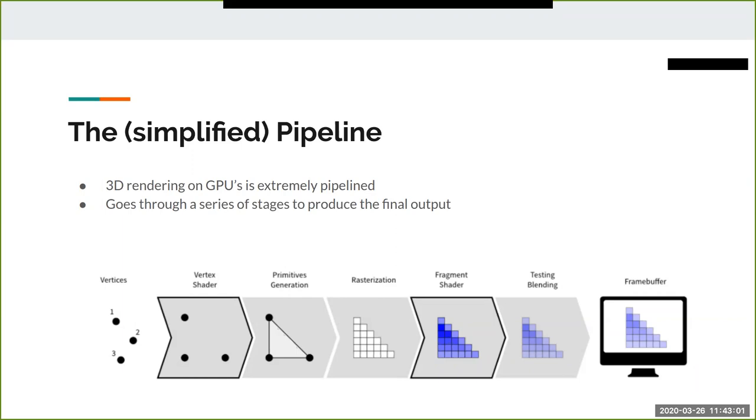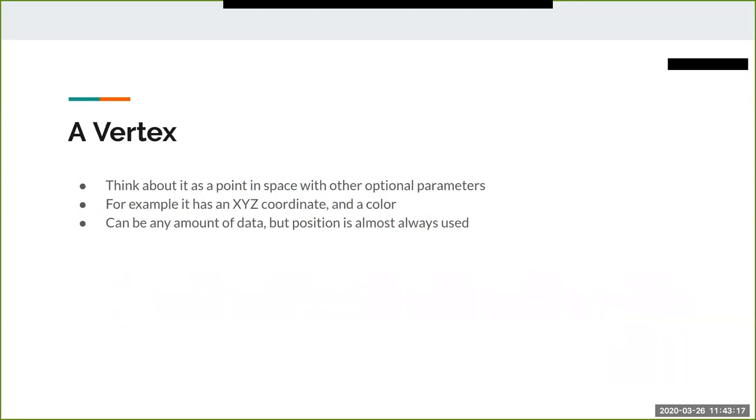And finally, in the fragment shader, that's where we take those pixels that we got and apply coloring, lighting, and other effects to them. And finally, that gets written to the screen in the frame buffer. So that's sort of how it works at the short level. But let's look at some concepts in detail.